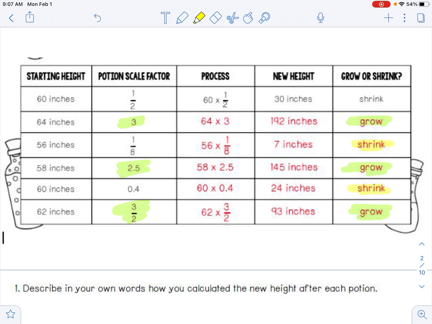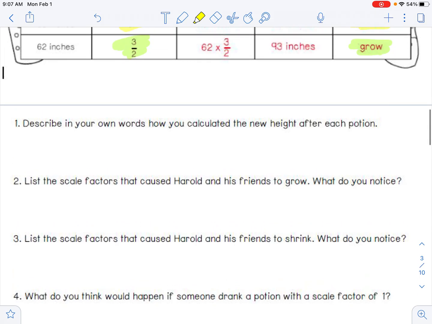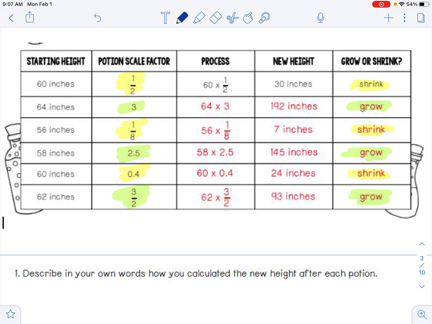And then let's do the same thing for shrinking. So shrinking was 1/2, 1/8, and 0.4. And notice 2 of those are fractions and 1 is a decimal, and I could write that decimal as a fraction. Let's see if there's anything else you notice. And then the last follow-up question says, what do you think would happen if someone drank a potion with a scale factor of 1? So thinking about that process, if the scale factor was 1, what would happen? So kind of jot something down there real quickly.